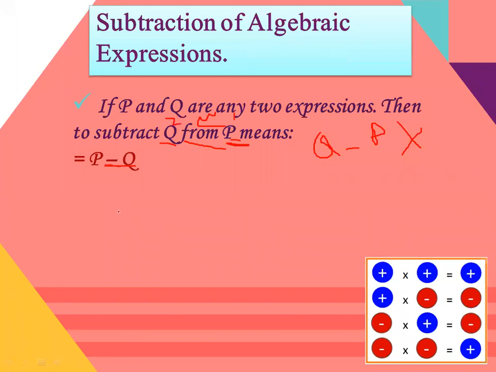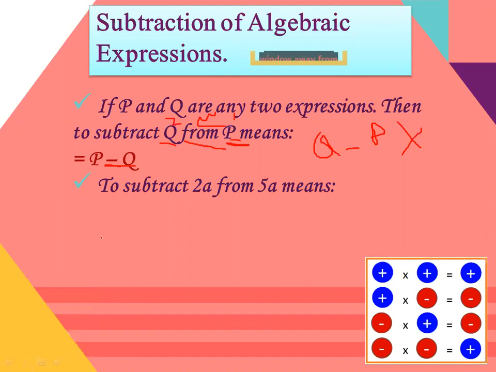Now let's take some examples. If you want to subtract 2a from 5a, what does it mean? It means you are going to subtract this 2a from 5a. First you will decide which expression you will write first and which expression you will write next. From means say, so you are going to subtract this 2a from 5a. This is your expression number 1 and this will be your expression number 2.